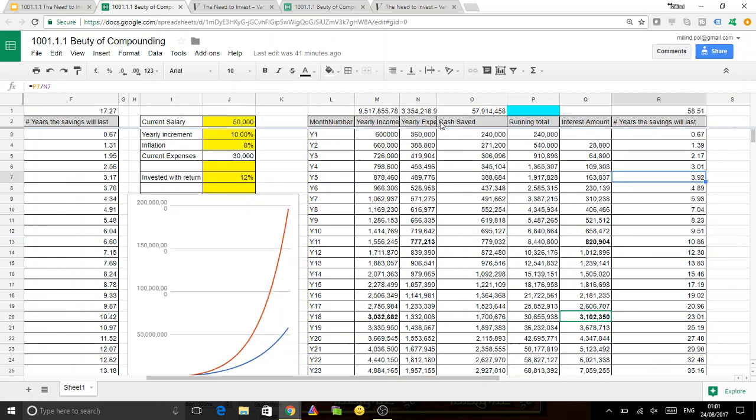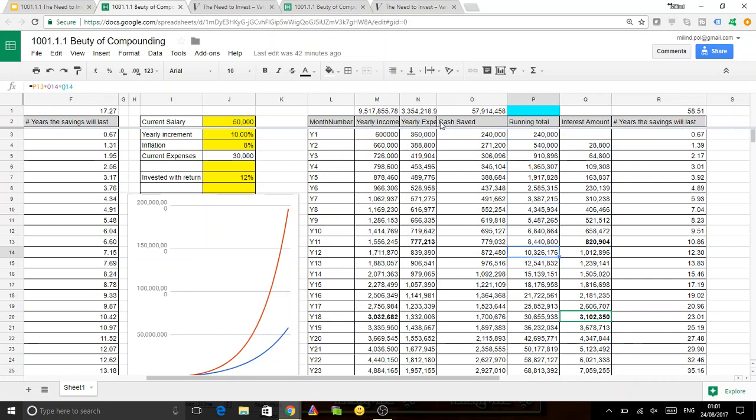So this is the second table, in which I've done the cash saved the same way. And before doing the running total, I'm also calculating the interest amount. So in the first year you had saved 2,40,000. On that, 12% is about 28,000. Add that 28,000 to the total, and then you have the running total.